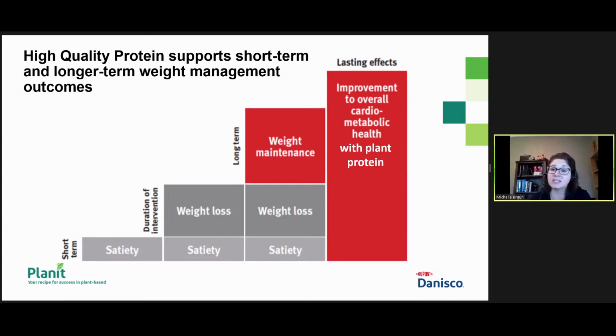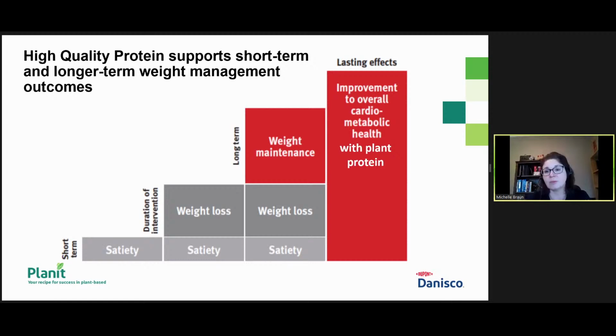Now, if we were to repeat that for multiple days, then we get to a longer-term intervention such as weight loss, which soy has been well-studied for in terms of its effects in supporting weight loss in comparison to other high-quality sources of protein. And really, those studies are considering what's happening for the duration of the intervention. But what happens when the weight loss study or the weight loss program concludes? Well, that's when we hear a lot about the yo-yo, or people regaining a lot of that weight.